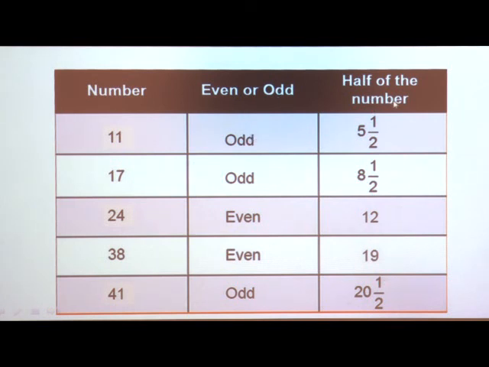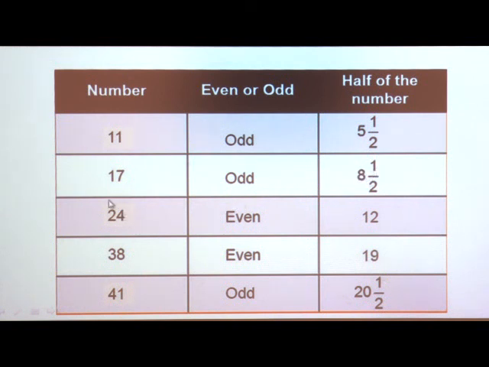So what will be the half of the number? I told already that you have to think in your mind, get the number before 11, that is 10. Half of 10 is 5, and just add 1 upon 2, that is 5 whole 1 upon 2. You can say 5 and 1 upon 2. Again we will see 17, which is again an odd number. The number before 17 is 16, it is even. You can divide it by 2, and we get 8, and we have to add 1 upon 2. So 8 whole 1 upon 2, or you can say 8 and a half.